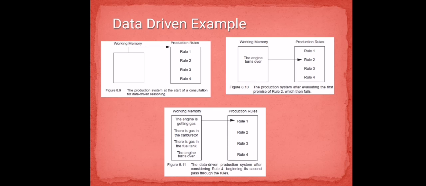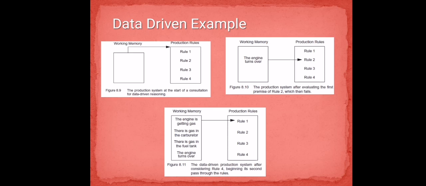I will explain one more time. First, the working memory is blank. We are considering the first rule. There are 2 conditions: the engine is getting gas and the engine turns over. But the engine is getting gas is the conclusion of rule 4, so we can't say whether it's true or false. So we only consider the second one, the engine turns over. Suppose the engine turns over, and that is true, then we will move to rule 2.